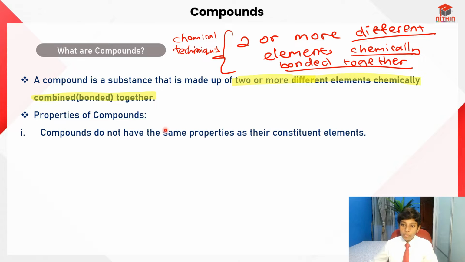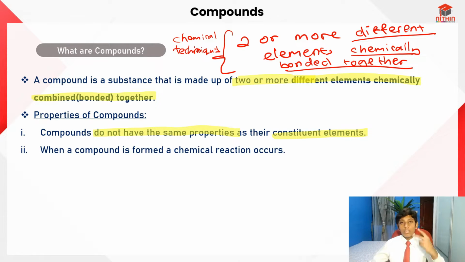The first property of compounds is that compounds do not have the same properties as their constituent elements. Meaning they do not have the same properties as the elements that made the compounds. Next, the second property is that when a compound is formed, a chemical reaction occurs. So this is really important. Actually, all of this is really important.